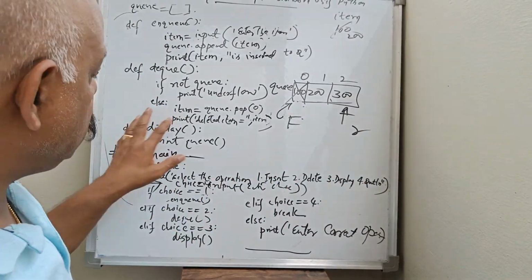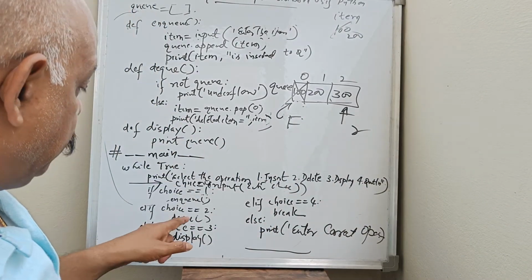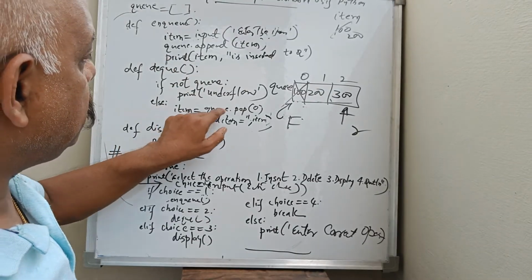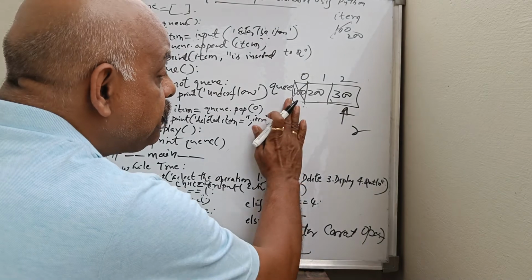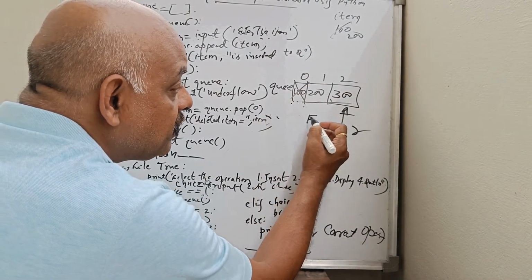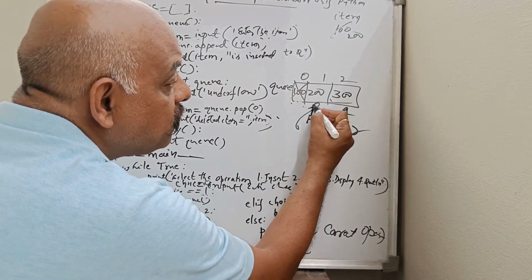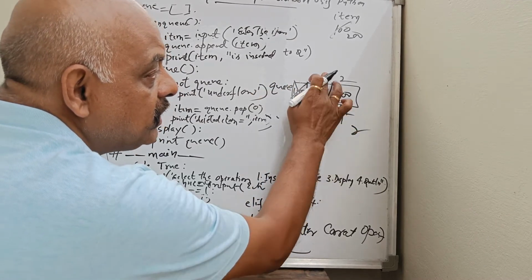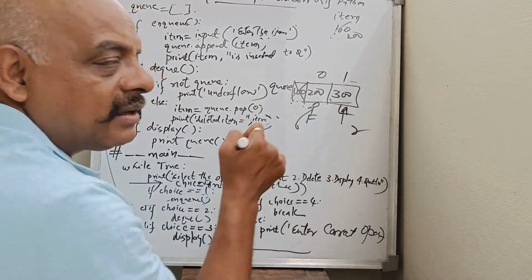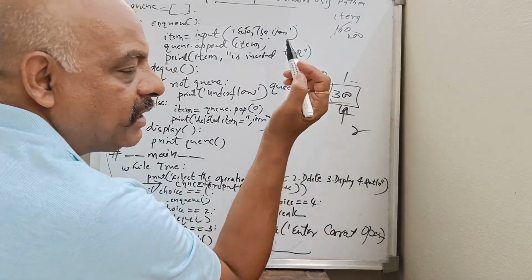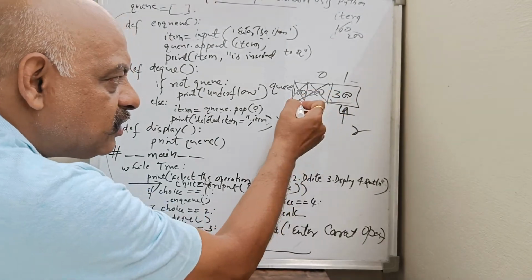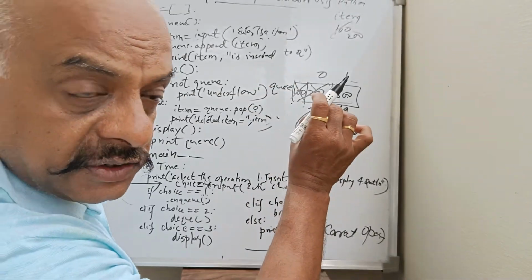Again, if I want to delete an element from the queue, I type dequeue. If not queue, this will be false. Item is queue.pop(0). So pop(0) means this is the front. Once this is removed, this becomes 0 and this becomes 1. This is the front item and this is the rear item. So pop(0) is 200, and this will be removed. Only one element is present in the queue.